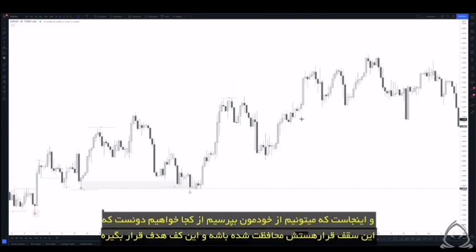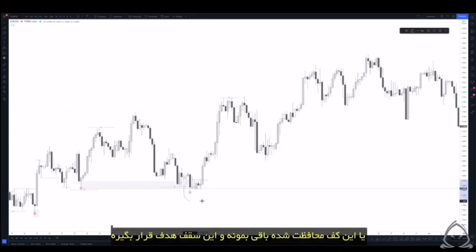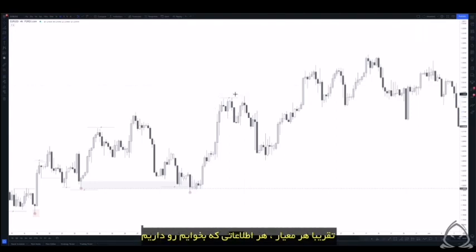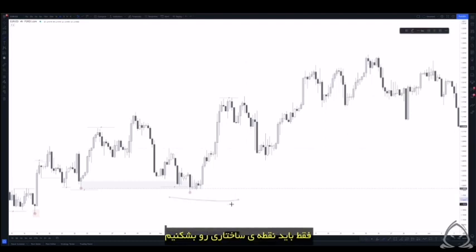Now this is where we can ask ourselves, how are we going to know if this high is going to be protected and this low will then turn targeted, or will this low remain protected and this will just be a targeted high? Well, like I said, we have almost everything we need here. We almost have every criteria, every bit of information that we need. We just need to take out the structural point.